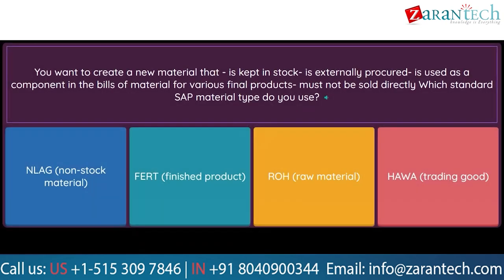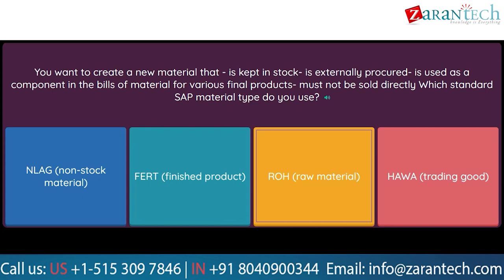Question: you want to create a new material that is kept in stock, is externally procured, is used as a component in the bills of material for various final products, and must not be sold directly. Which standard SAP material type do you use? Option 1: NLAG, non-stock material. Option 2: FERT, finished product. Option 3: ROH, raw material. Option 4: HAWA, trading good.